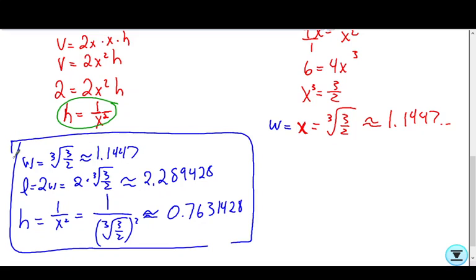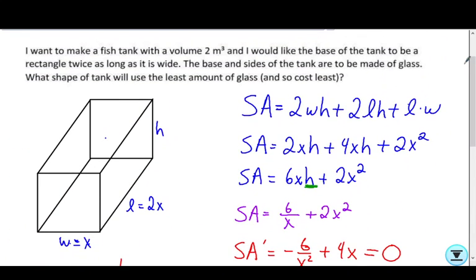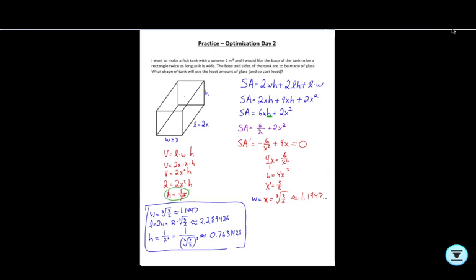Okay, so remember, you cannot stop once you find an x. You have to make sure that you find what they're asking you to find. In this case, it specifically asks us to find the dimensions. So what is the shape of the tank? That's the shape: length, width, and height.